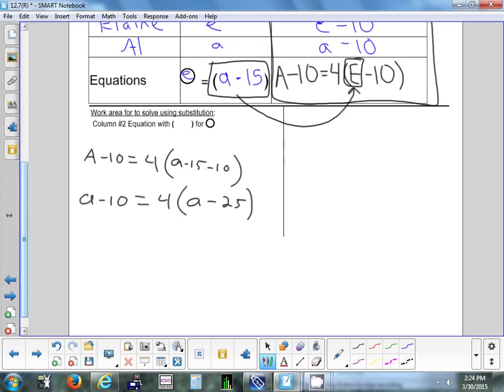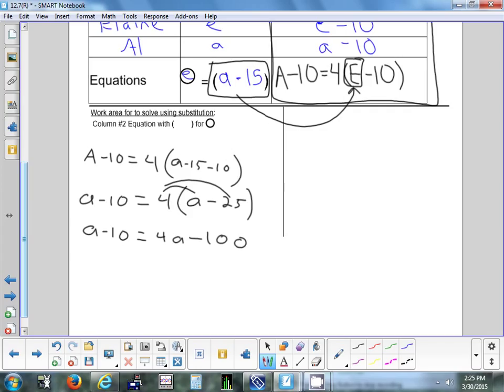What do I do with this 4? We distribute it. Yep, I'm going to distribute it. Left-hand side stays the same for now. Isaiah, what's 4 times A? 4A. Good. What's 4 times negative 25? Negative 100.